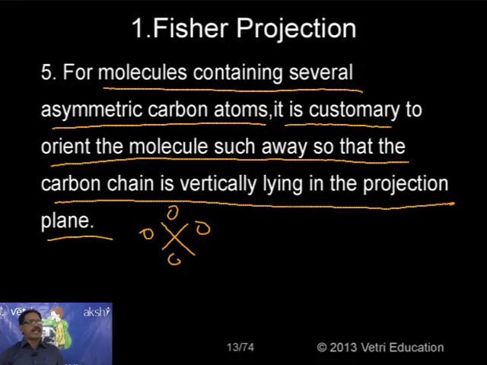If your molecule contains more than one asymmetric carbon atom, like D-erythrose, D-threose, tartaric acid, etc., and even glucose, the most important information according to Fischer is that the carbon chain is lying vertically, whereas other groups are horizontal. This is the most important information. Okay, the next one.